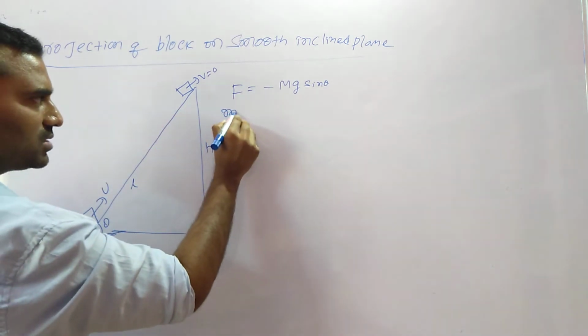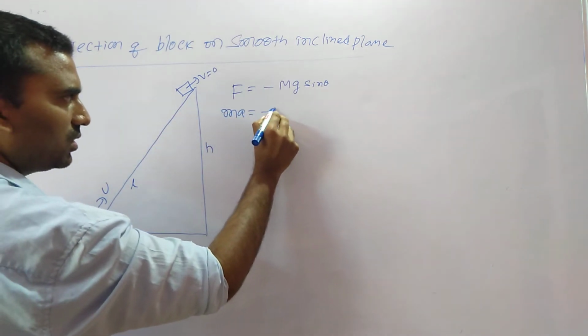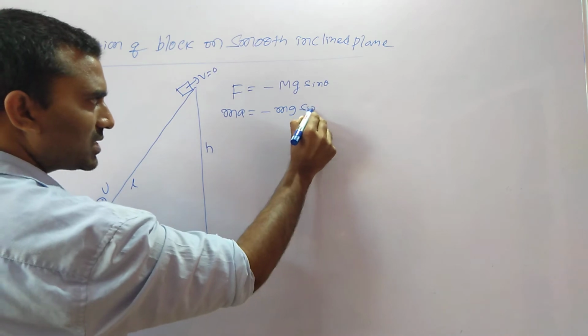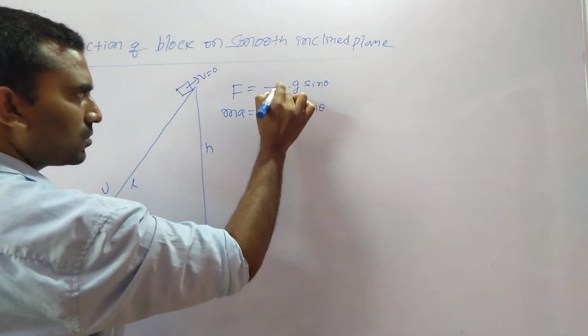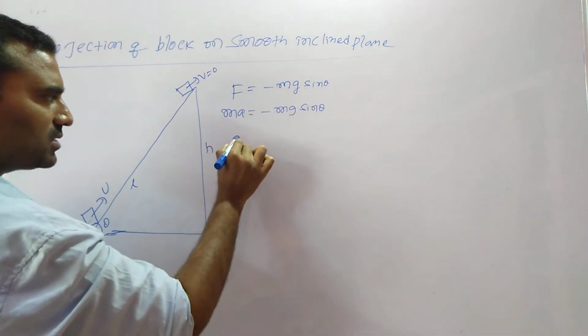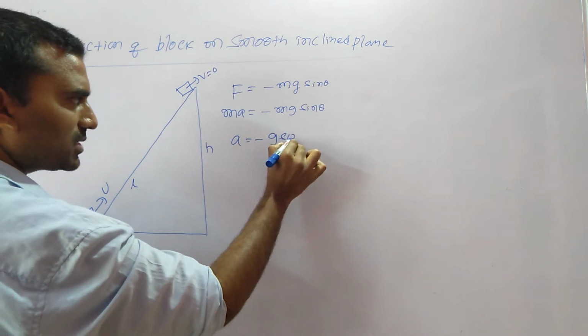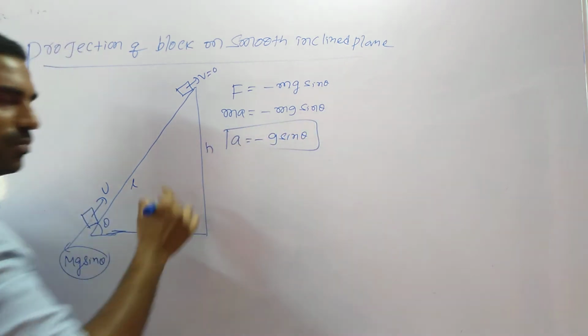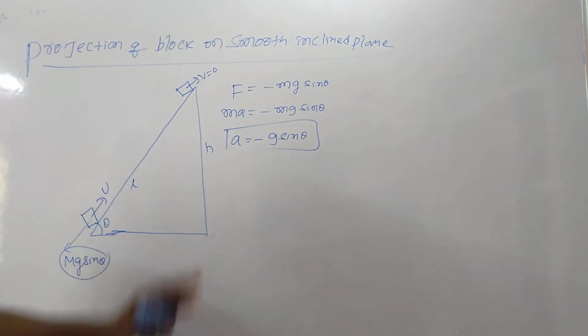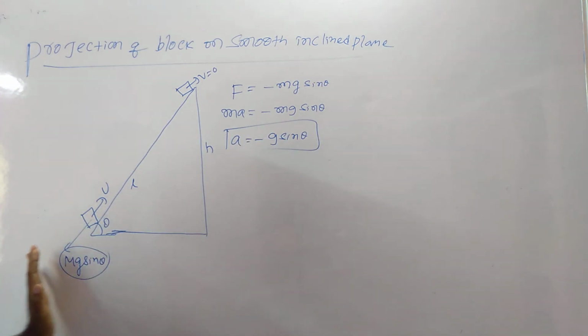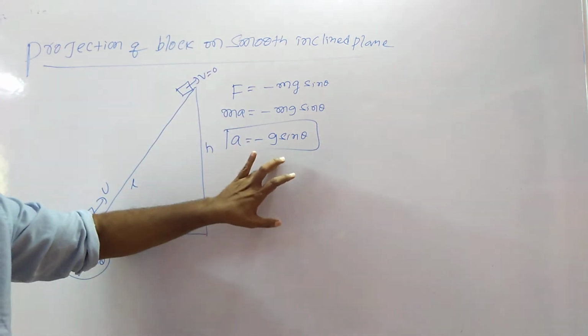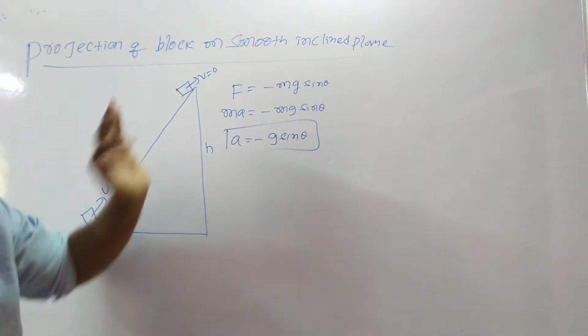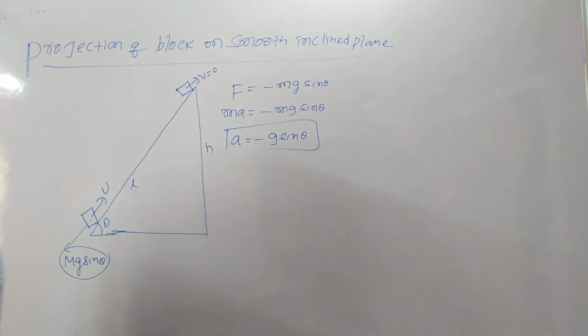So here, mass into acceleration is equal to minus m g sin theta. Both m cancel. Therefore acceleration is equal to minus g sin theta. When the body is moving down, acceleration is plus g sin theta. Whenever the body is moving up, it is not acceleration, it is retardation. That is, a is equal to minus g sin theta.